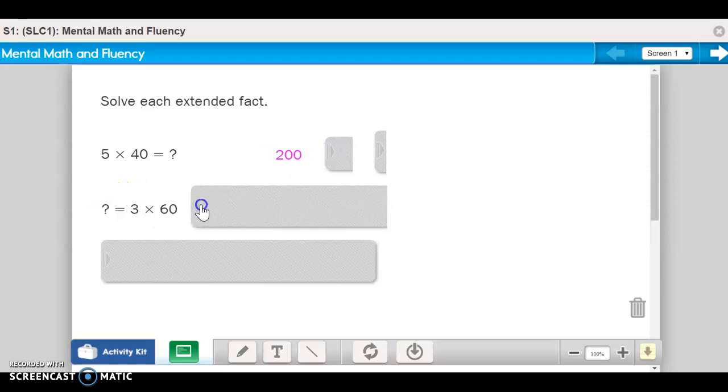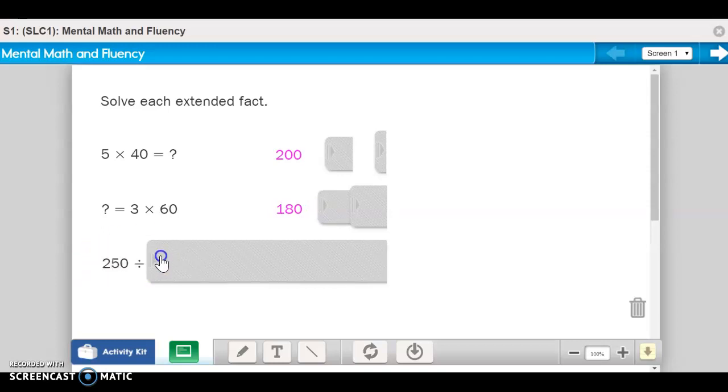Let's look at another one. What equals 3 times 60? Well, you know that 3 times 60 is like saying 3 times 6 tens. 3 times 6 is 18, so 3 times 60 equals 180.